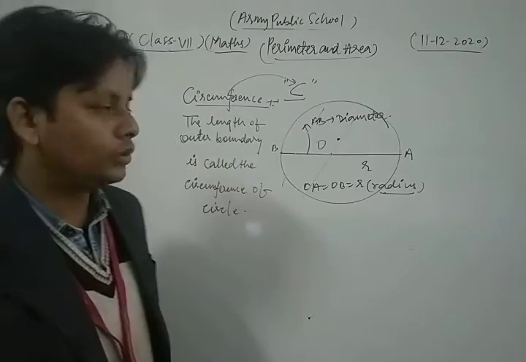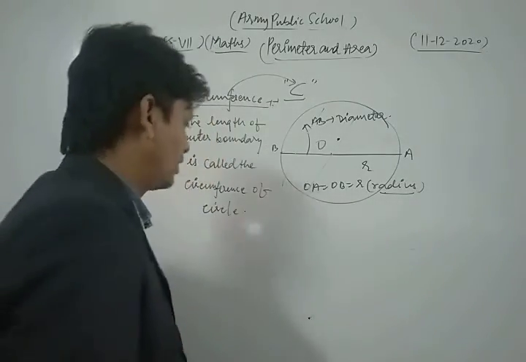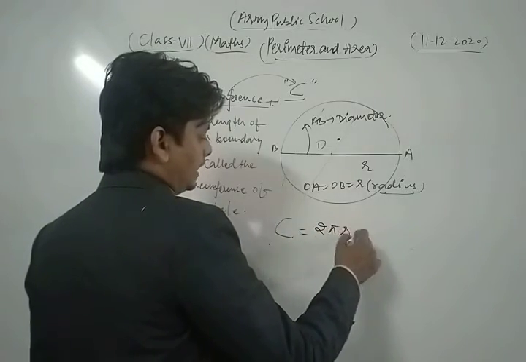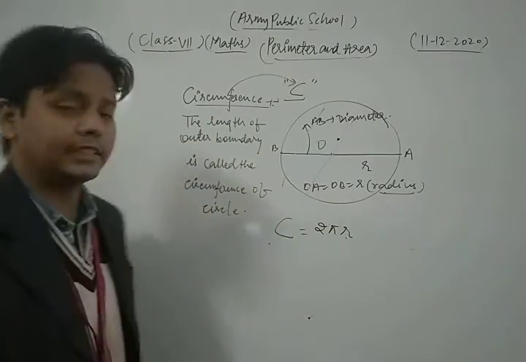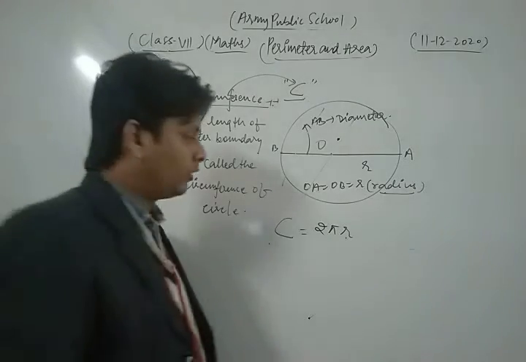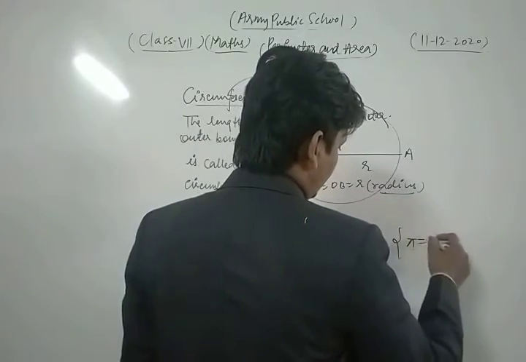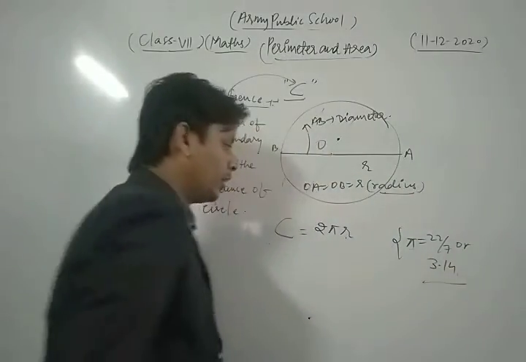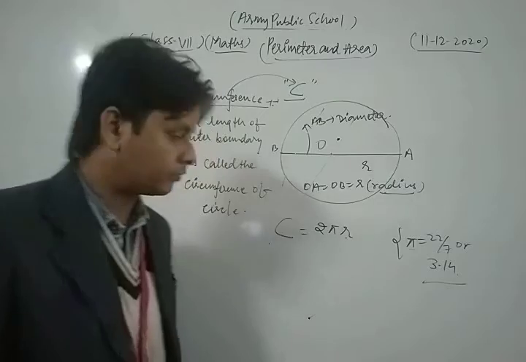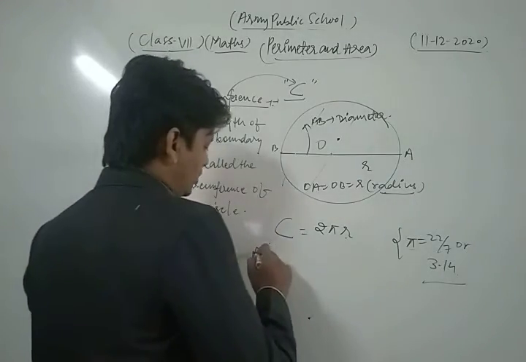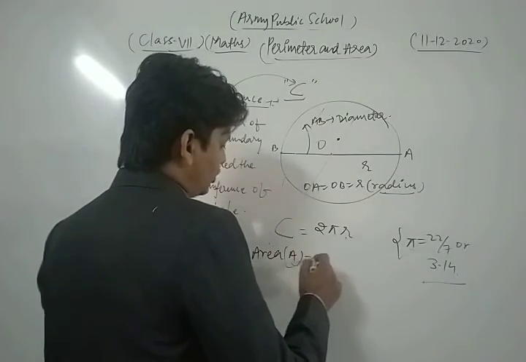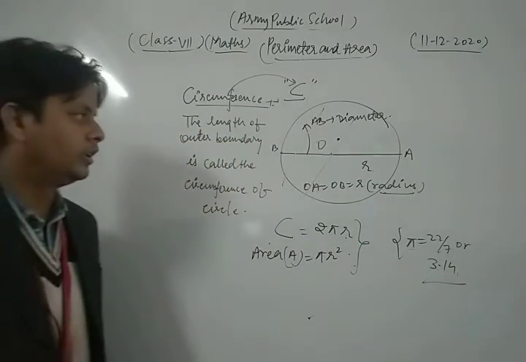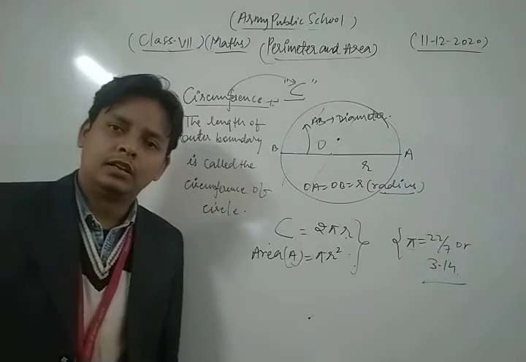Now we discuss the two important formulas related to that. First one is circumference. The circumference of the circle is 2 pi r. Here r is the radius of circle, and the value of pi you know is 22/7, or in some questions we take 3.14 according to the question. And the second formula is area of circle. Area of circle is pi r square. So these are two very important formulas related to circle.